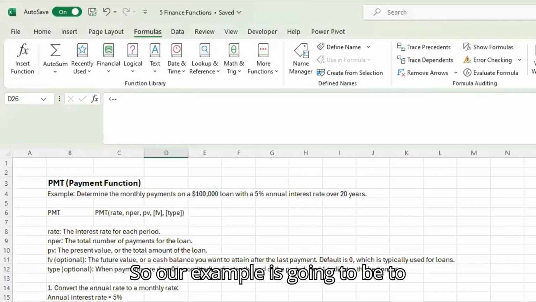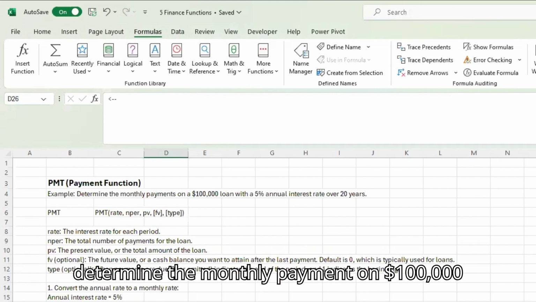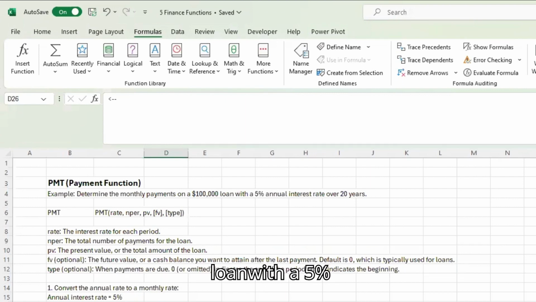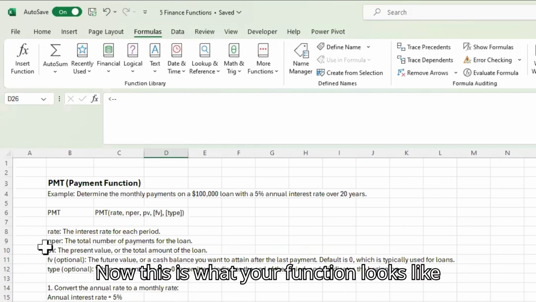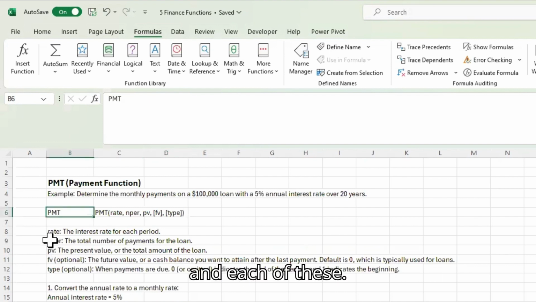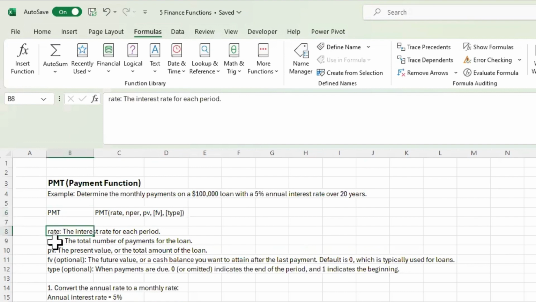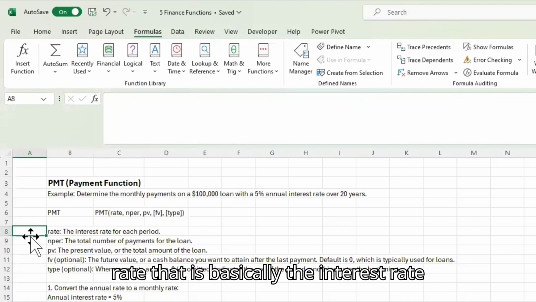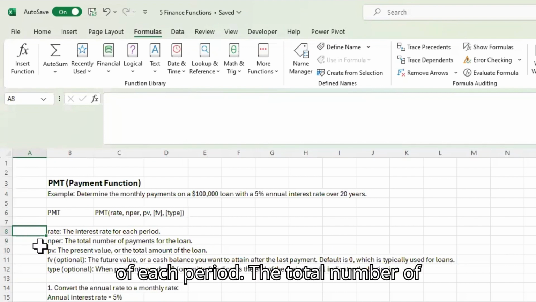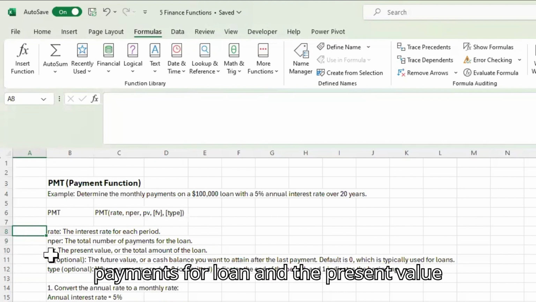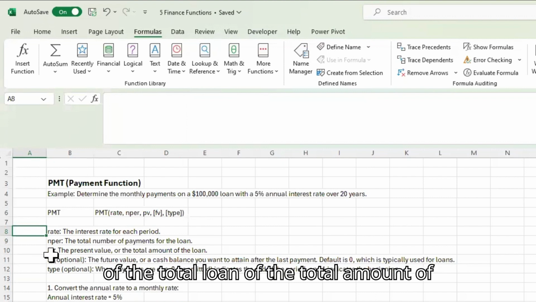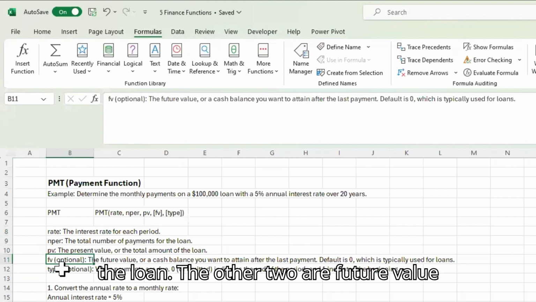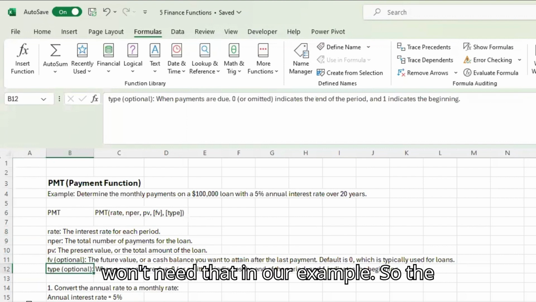Our example is going to be to determine the monthly payment on a $100,000 loan with a 5% interest rate over 20 years. Now, this is what your function looks like, and each of these arguments is described here. First is the rate, which is the interest rate of each period, then the total number of payments for the loan, and the present value, the total amount of the loan. The other two are future value and the type. Those are optional, and we won't need them in our example.